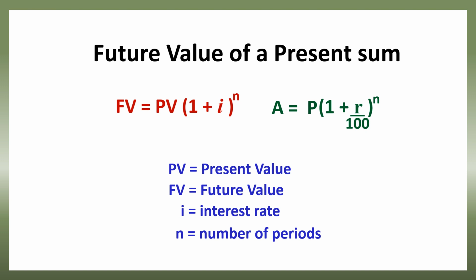Now, this formula is the same as the formula to find amount in compound interest. That is, A is equal to P into (1 plus R by 100) whole raised to n. So, PV into (1 plus i) whole raised to n is the same as P into (1 plus R by 100) whole raised to n. Thus, we can understand that future value is the amount in the compound interest and present value is the principal in the compound interest. So, if we know the compound interest formula, we can find the future value as well as the present value.